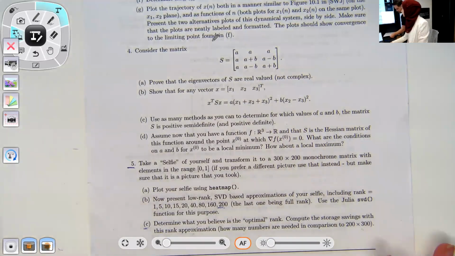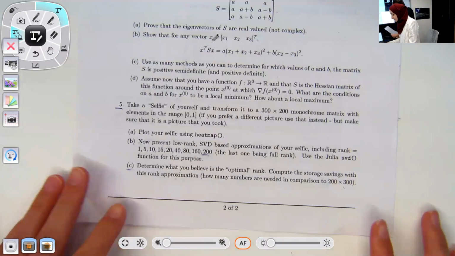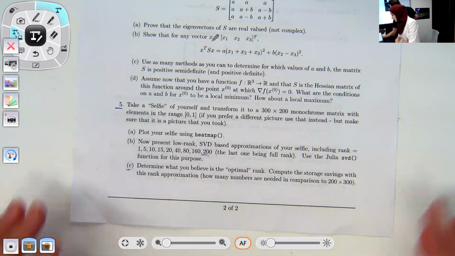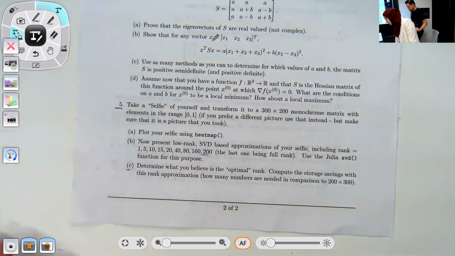Okay, now we will move to question 5. In question 5, they ask you to take a selfie of yourself and transfer it to a 300 times 200 monochrome matrix with elements in the range 0 to 1. If you prefer a different picture, use that instead, but make sure that it is a picture that you like. You need to take a selfie for yourself, then change the size to become 300 times 200, because we need to make it as a matrix.